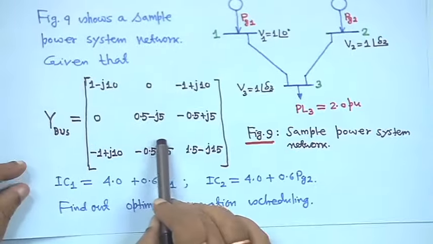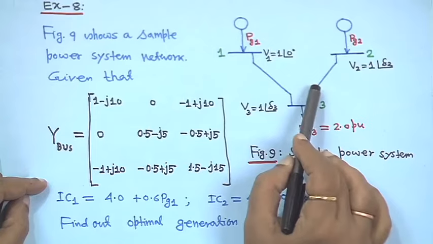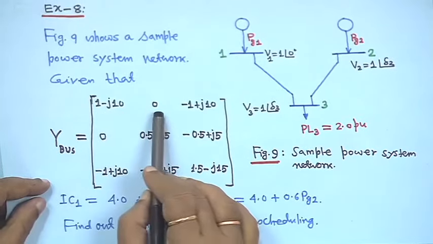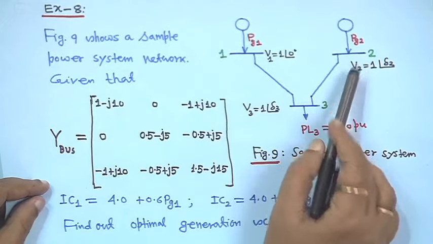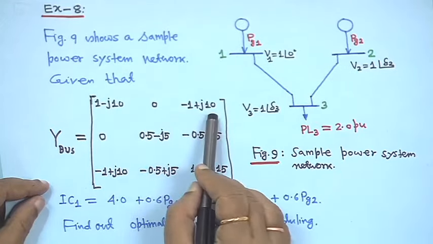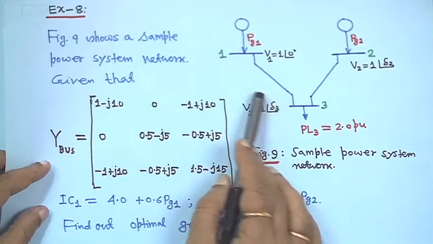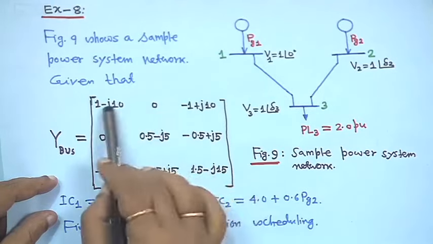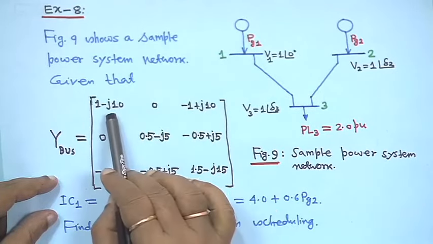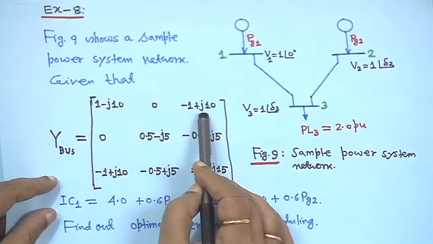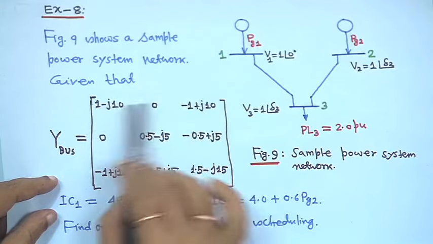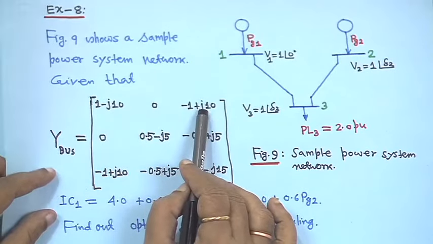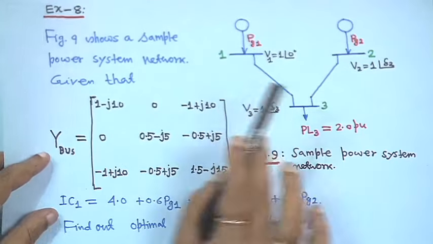The Y bus matrix is given for this network. It is 1 minus j10, the second one is 0, Y12, because 1 to 2 is not connected, and this is minus 1 plus j10. From this you can make out that line charging admittance is not considered, because if you sum up all the elements of this row, it becomes 0: 1 minus 1 is 0, and minus j10 plus j10 is 0. For any row, if you sum up all the elements, whatever is left is the charging admittance, but in this case charging admittance is not considered.